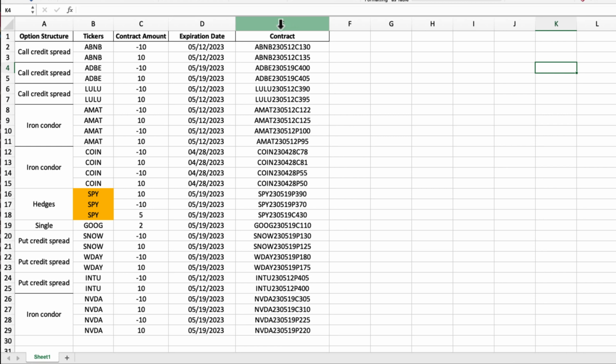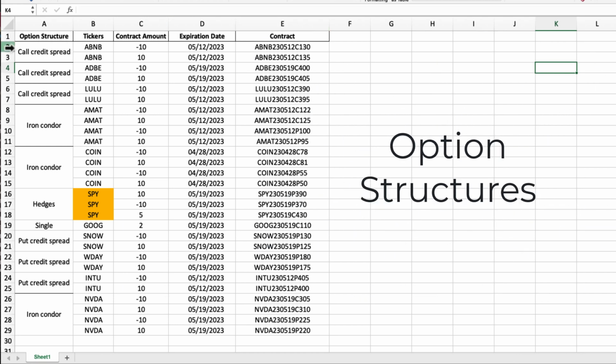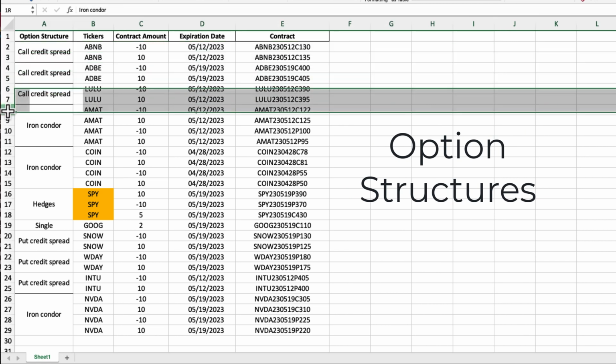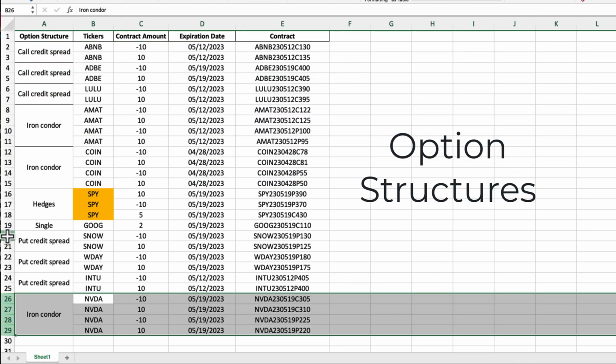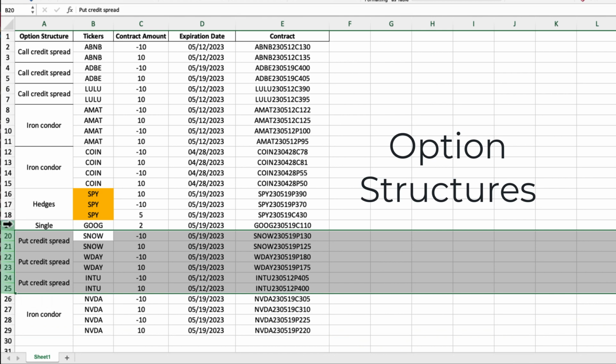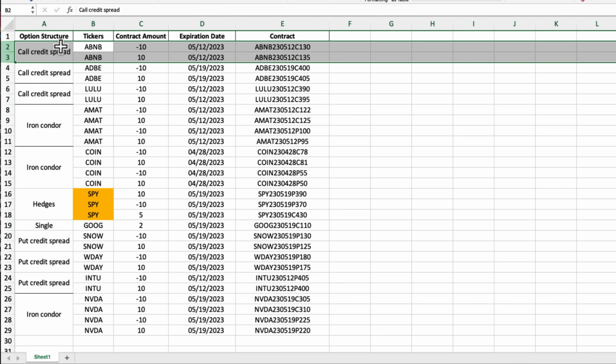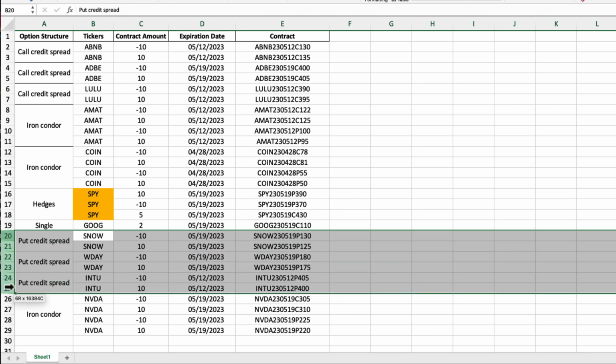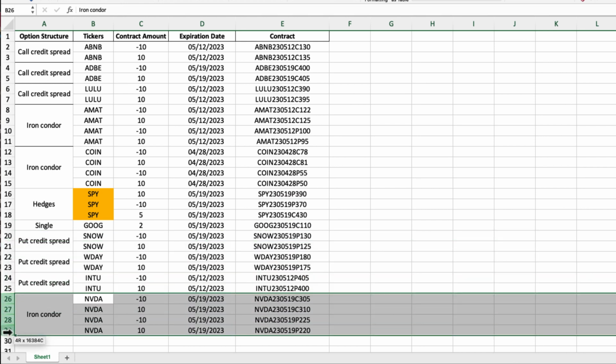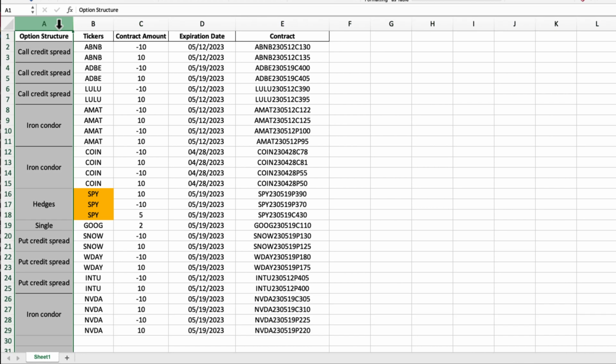So you can see here, we've got various option structures. We've got call credit spreads. We've got some iron condors, put credit spreads. We've got a random single contract here on Google, and we've got our hedges. So all of these credit spreads are out of the money, and the iron condors are also out of the money as well. We try to keep a nice wide buffer between current market price and our spread itself.